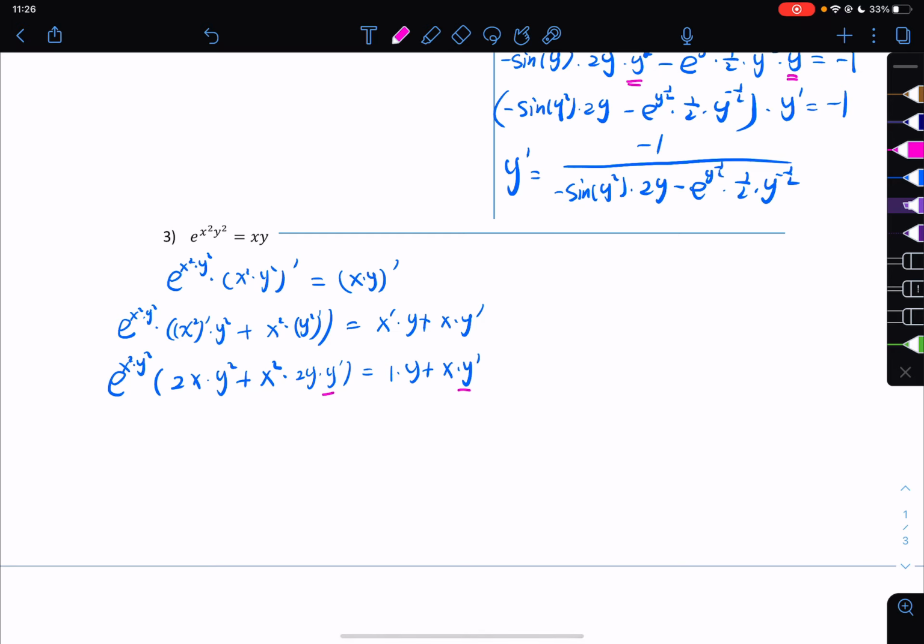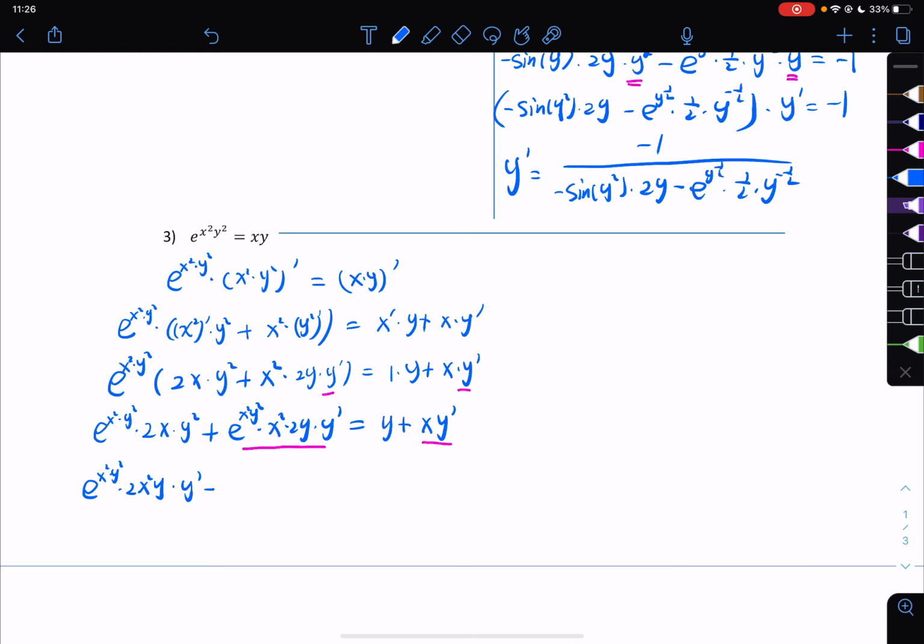So you have 1 times y plus x times y prime. You do want to single out y prime, so you have e to the x squared y squared times 2x y squared plus e to the x squared y squared x squared times 2y times y prime equals y plus x y prime. So I want to move those two terms to the same side and everything else to the other side. So I have e to the x squared y squared 2x squared y prime minus x y prime equals negative e to the x squared y squared 2x y squared plus y.